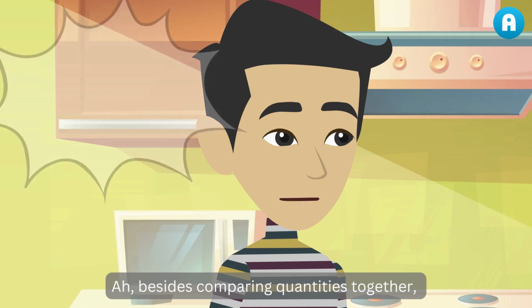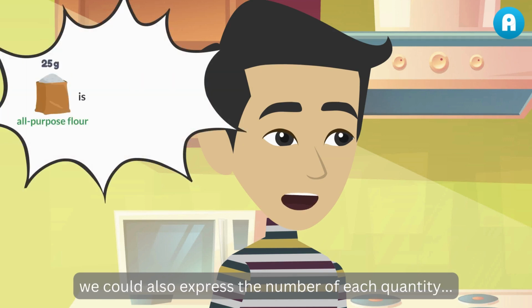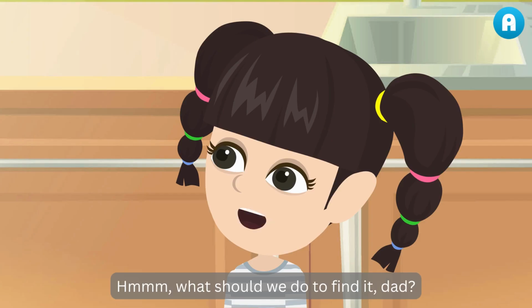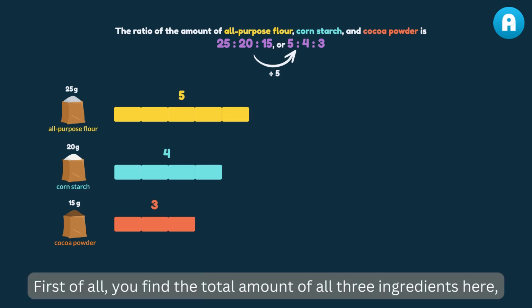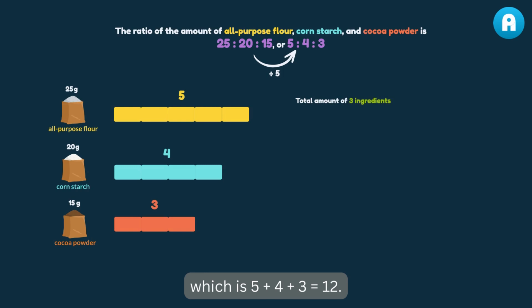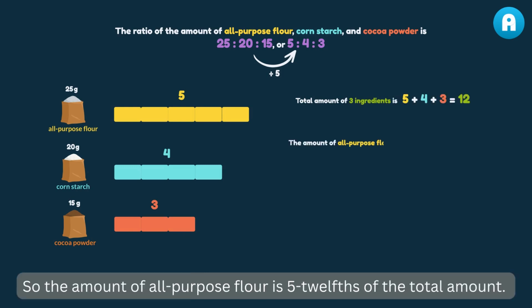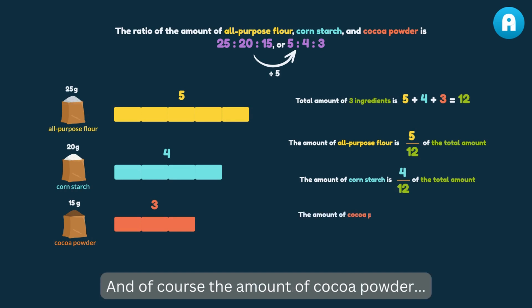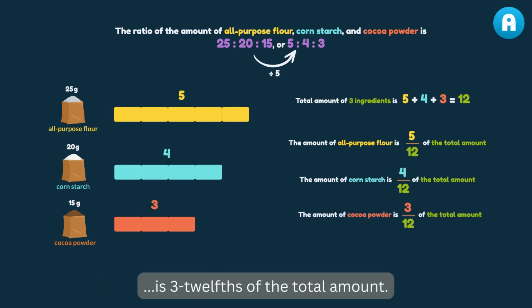Besides comparing quantities together, we could also express the number of each quantity as a fraction of the total amount of all quantities. What should we do to find it, Dad? It's pretty simple. First of all, you find the total amount of all 3 ingredients here, which is 5 plus 4 plus 3 is equal to 12. So the amount of all-purpose flour is 5/12 of the total amount. The amount of cornstarch is 4/12 of the total amount. And of course the amount of cocoa powder is 3/12 of the total amount.